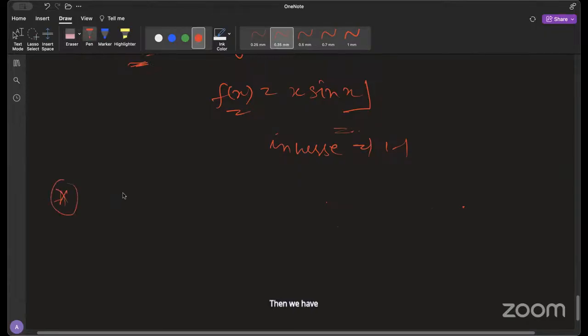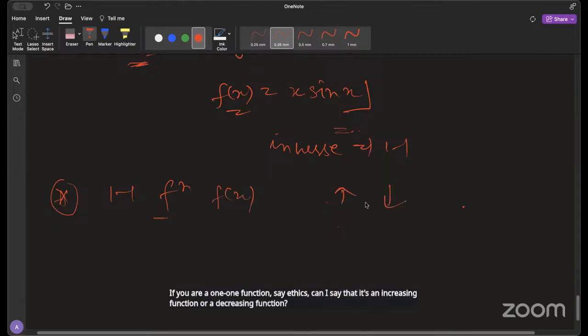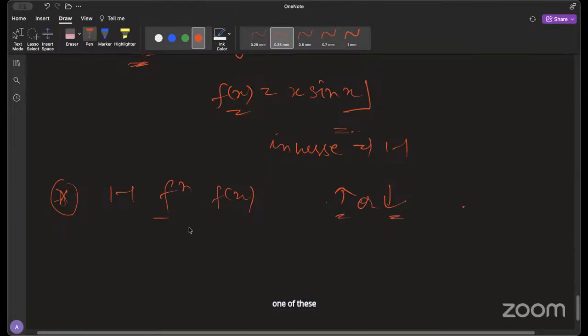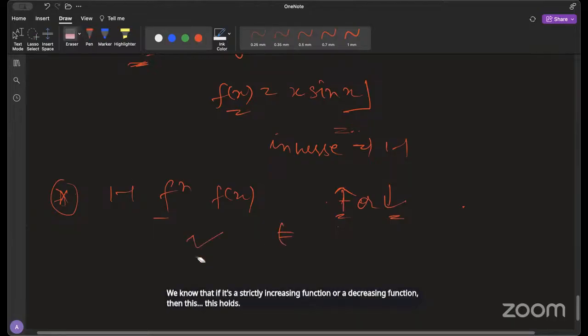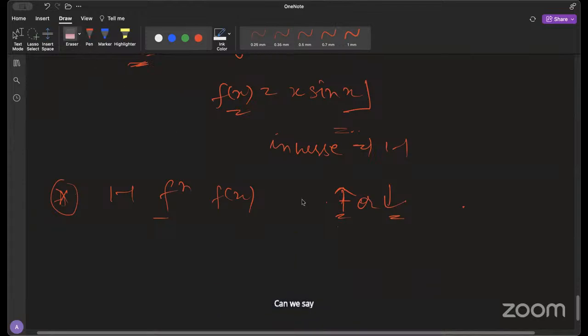Then we have this thing where, let's just say we have a 1-1 function. If you have a 1-1 function, say f(x), can I say that it's an increasing function or a decreasing function? One of these. We know that if it's a strictly increasing function or a decreasing function, then this holds. Can we say the other way around? Can we say that this is true too?